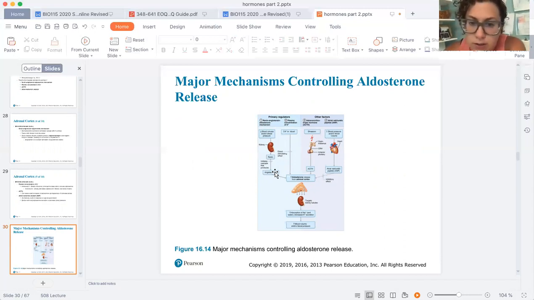Angiotensin 2 is going to do its job and it's going to stimulate aldosterone from the adrenal cortex. The aldosterone is going to bring in the sodium, which in turn brings in the water and increases the blood volume, which in turn increases the blood pressure.